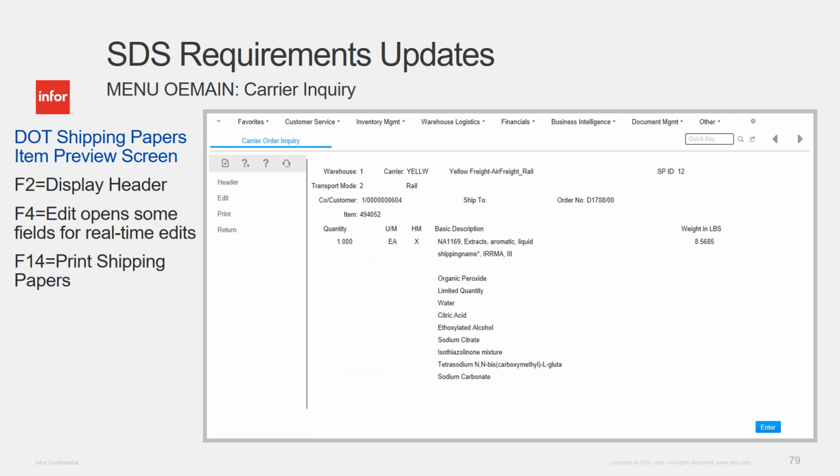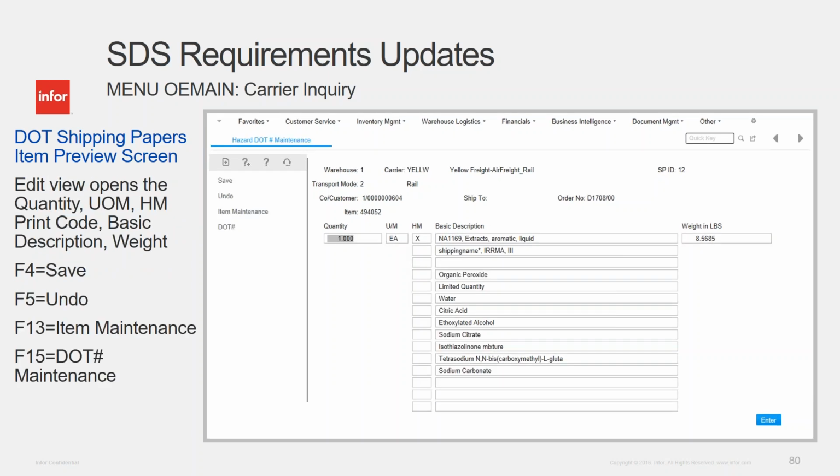DOT shipping papers item preview screen. F2 displays the header and returns back to the DOT shipping papers preview screen. F4, edit, opens some fields for real-time edits. And F14 says, all right, I'm done. Go ahead, print the shipping papers. Everything I see in the way I see it is correct. And that's the key. If what you see is not correct, you want to go run the edit, because what you see is what's going to print on your shipping papers.